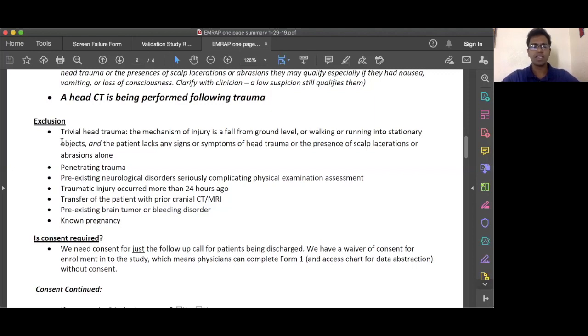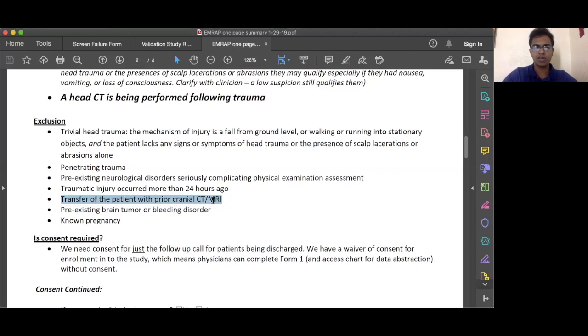And if the traumatic injury occurred more than 24 hours ago, that's throughout all of validation. So if an injury occurred more than 24 hours ago, then they wouldn't qualify for validation overall. And the next exclusion criteria is if they were transferred with a prior head CT. So that would also exclude them.